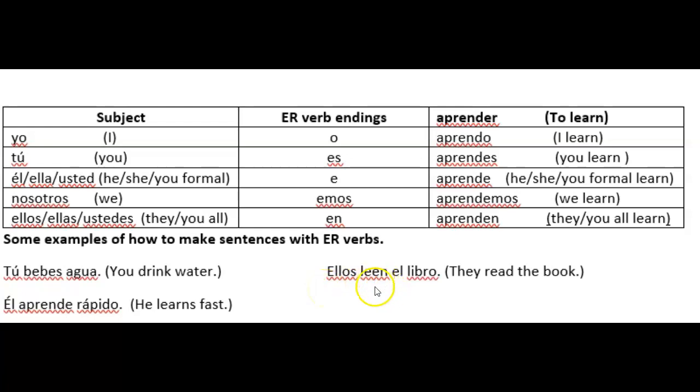The verb here is leer. Since we're talking about ellos, they, we change the ending. Instead of er, it's en. Ellos leen el libro. And then finally the last one, just like our example aprender, él aprende rápido. He learns fast. Alright, let's move on now finally to IR verbs.